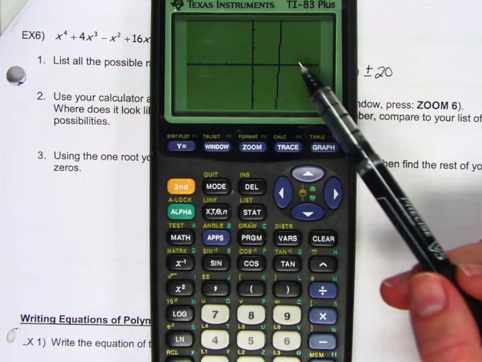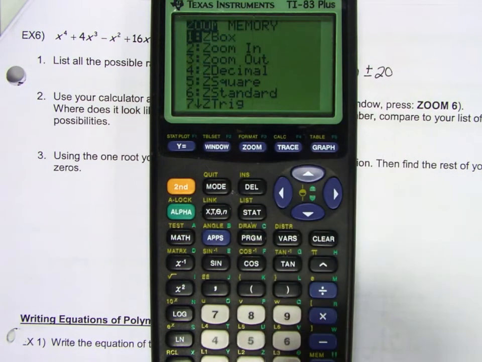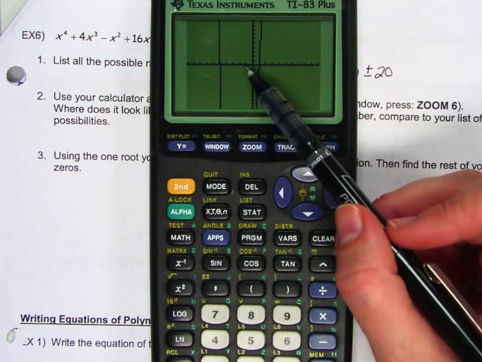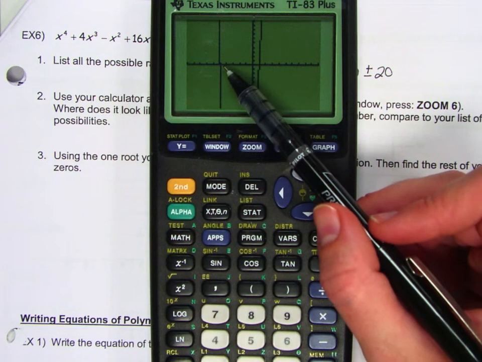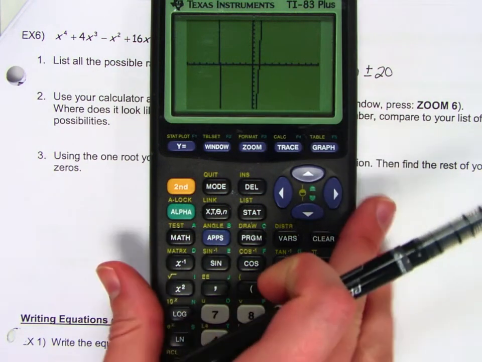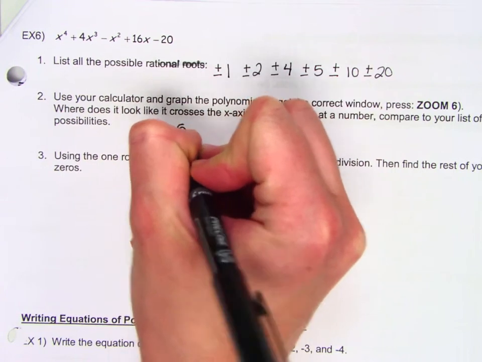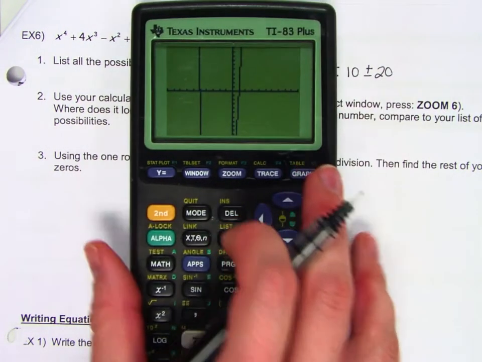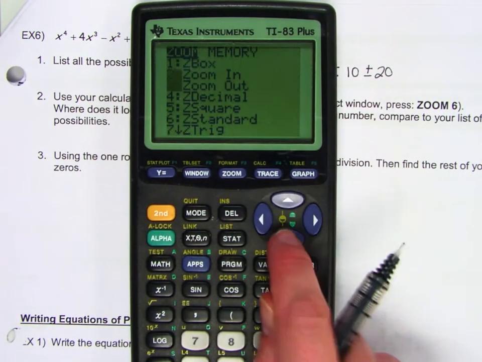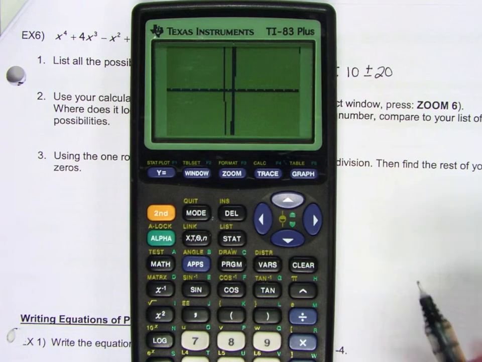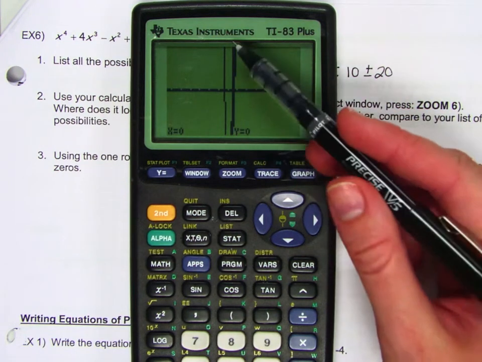Oh, it looks like it crosses at positive 1. Yeah, positive 1. Maybe I'm going to check 1, negative 2, negative 3, negative 4, negative 5. Okay, so I'm going to just put down positive 1 and negative 5. Now, I don't think that we're seeing everything, just because this is a 4th degree polynomial. Oh yeah, look how far down it goes, guys. That's super far.